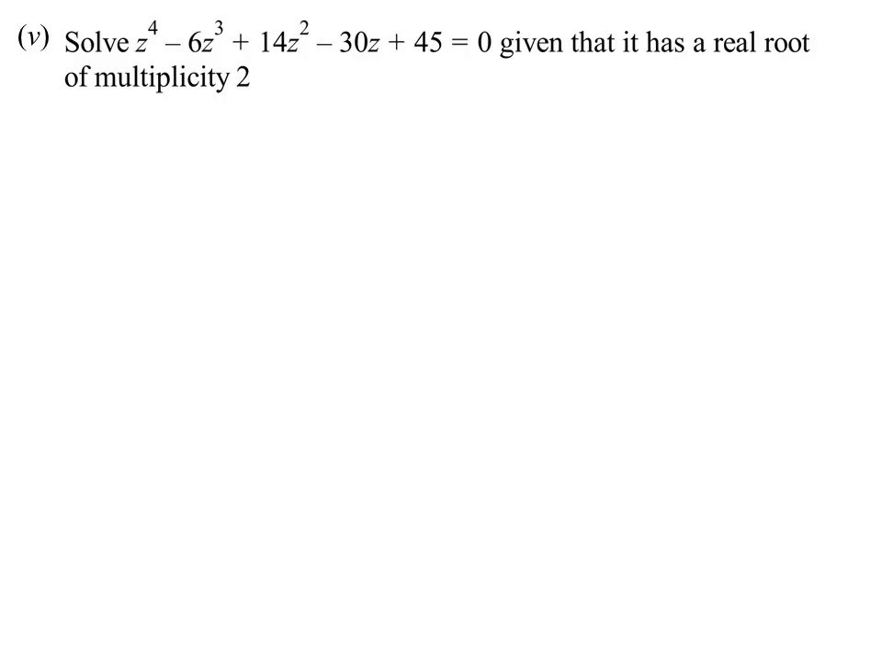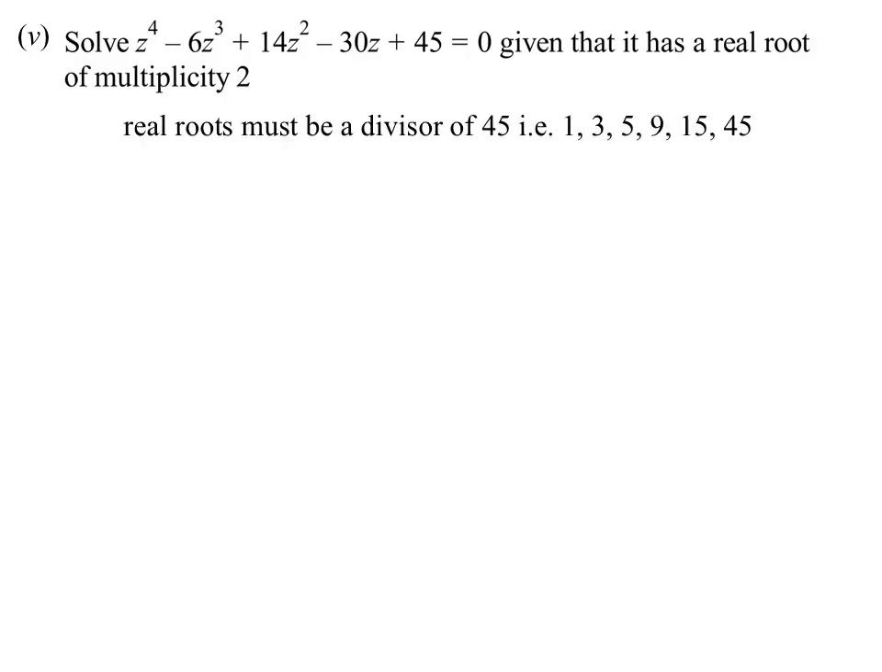We have another quartic. This time we're told it has a real root of multiplicity 2. In other words, there's a double root in there somewhere. Well, this time I've got a lot more to investigate, because it goes into 45. Factors of 45: 1, 3, 5, 9, 15 and 45. At least it's monic, so I don't have to worry about fractional ones on that.